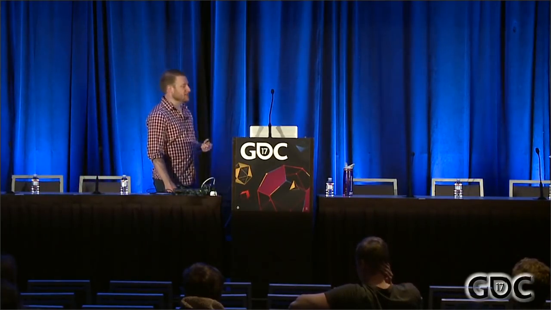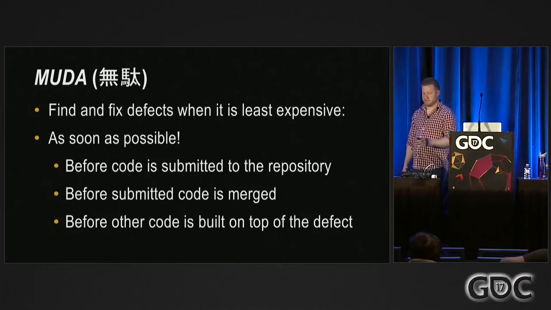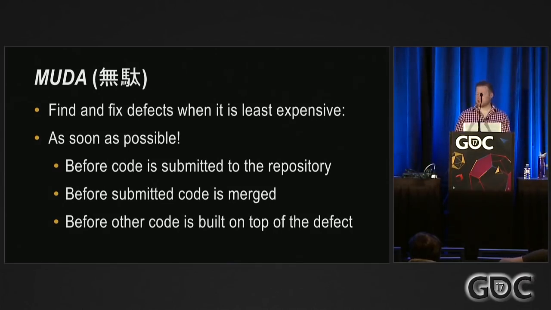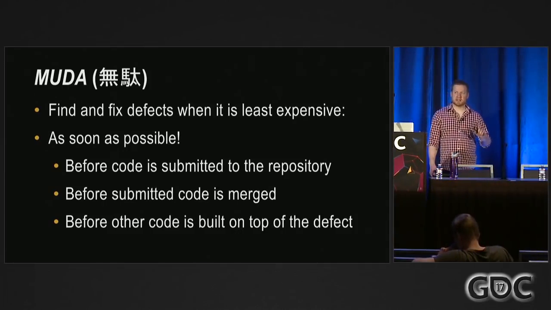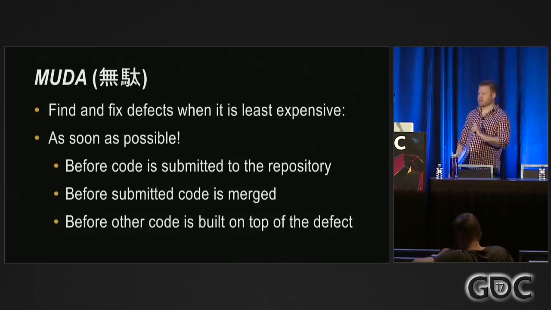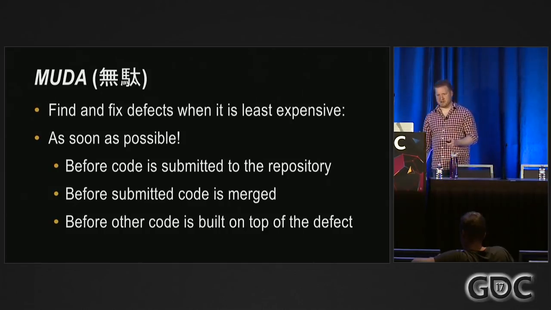Ideally, before those bugs even make it into your repository, before they make it into GitHub or Perforce or Subversion, barring that, before that contaminated code gets merged, or at the very least before other code gets built on top of it. I saw a great presentation by a BioWare QA manager named Barbara Klenick on Wednesday, and she said something very similar to this. So, you know, if it's good enough for BioWare's QA, it should be good enough for anybody's.